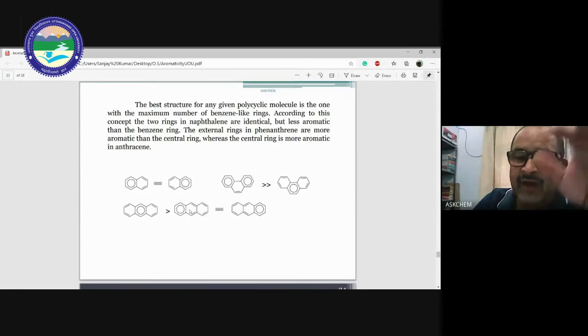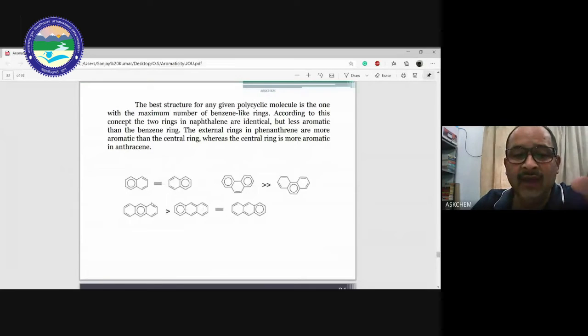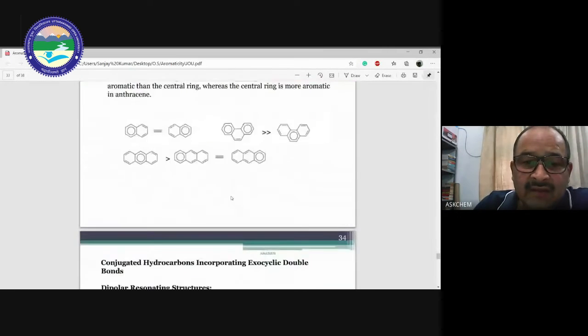Just the one which is adjacent, only that will share it. So the third ring cannot share it. So if the central ring is aromatized, then it has more aromatic contribution in comparison to when it is sidewise. So this is the thing.